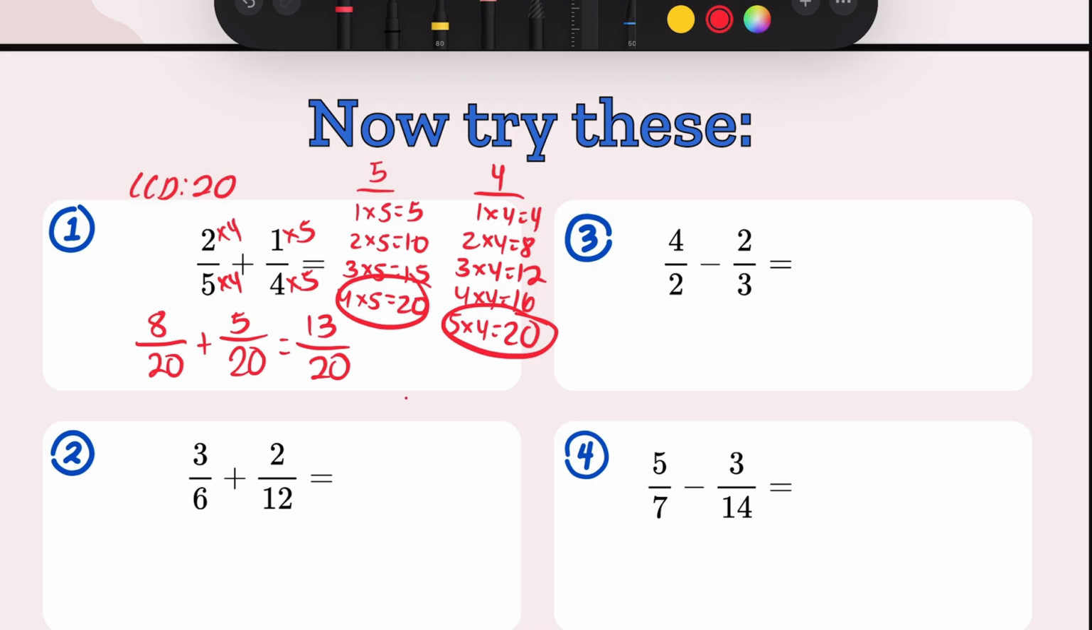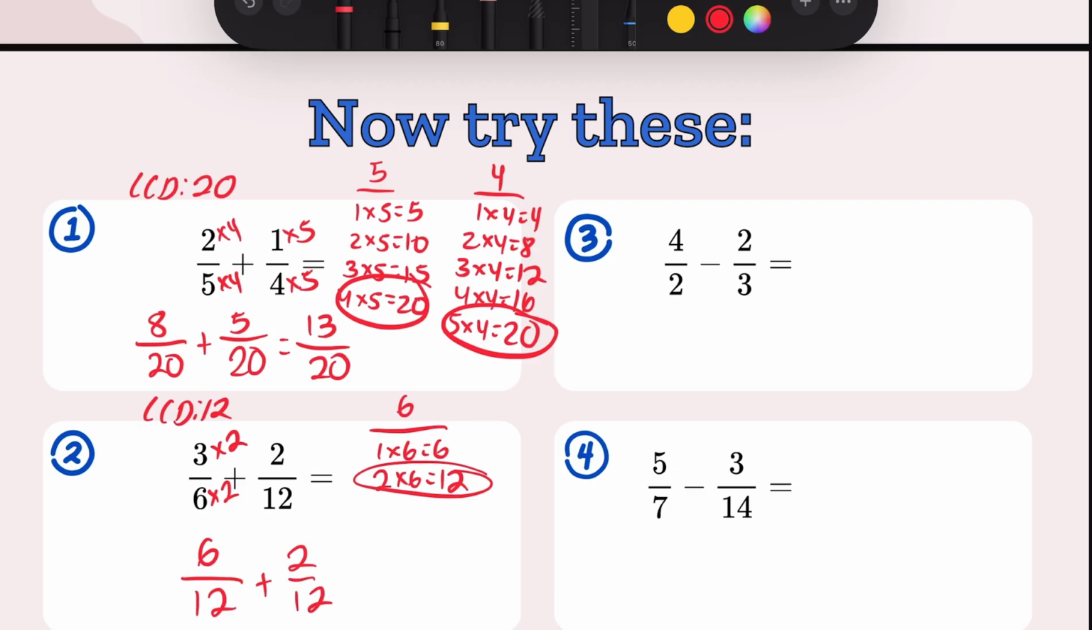For number 2, my multiples of 6 are 1 times 6, which is 6, and 2 times 6, which is 12. And automatically, I could see that 2 times 6 gives me 12, which is the denominator of the second fraction, which means I could just use my LCD of 12. I'm going to do 6 times 2, and then whatever I do on the bottom, I always do on the top. 3 times 2 is 6. 6 times 2 is 12, plus 2 over 12, and that gives me 8 over 12.